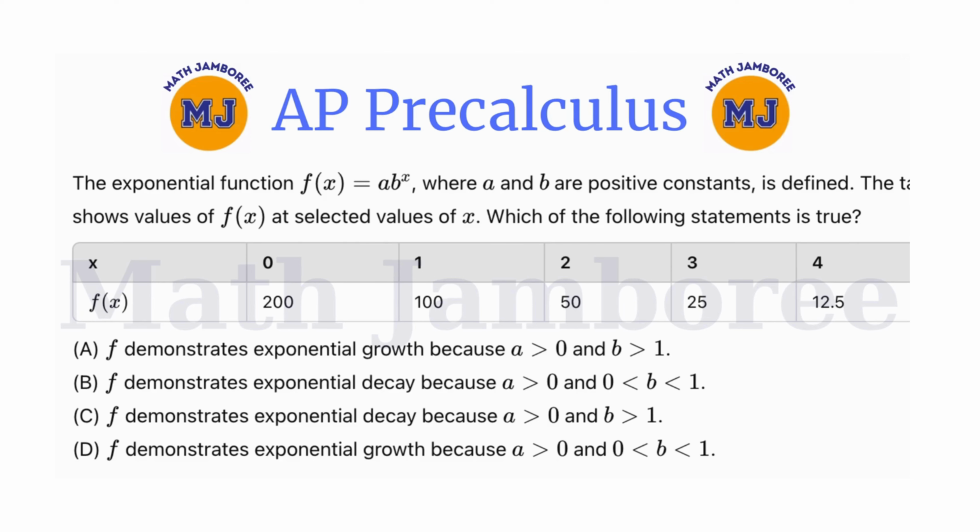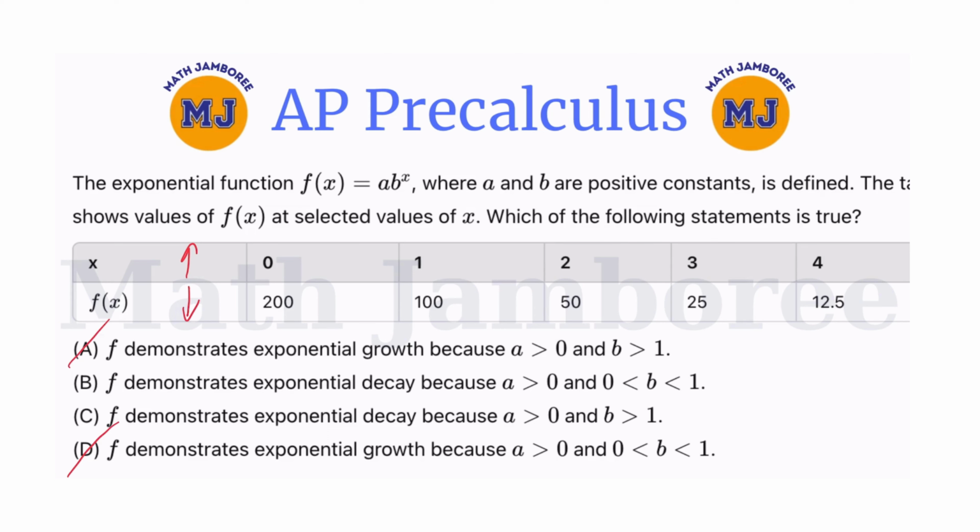X values are 0, 1, 2, 3, 4, so x values are increasing. Y values are 200, 150, 25, and 12.5, so y values are decreasing. So if one is increasing, the other one is decreasing, this must be a decay. So it's not a growth. We will go ahead and eliminate choices A and D.